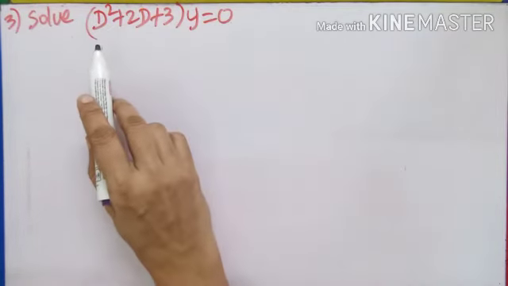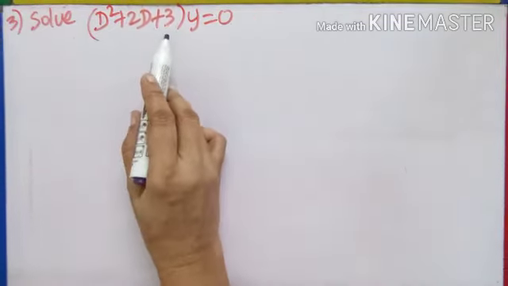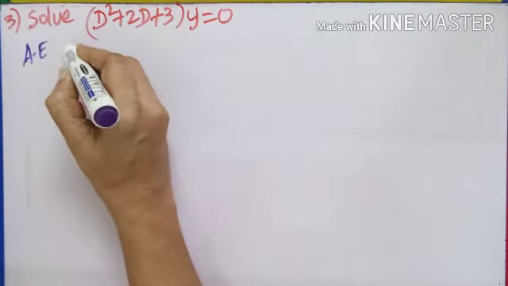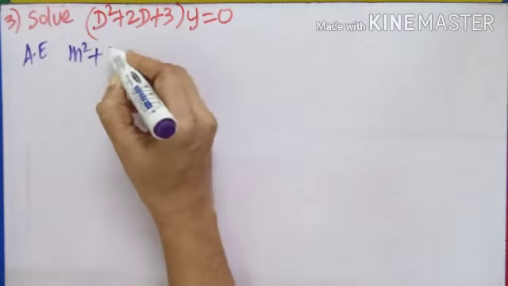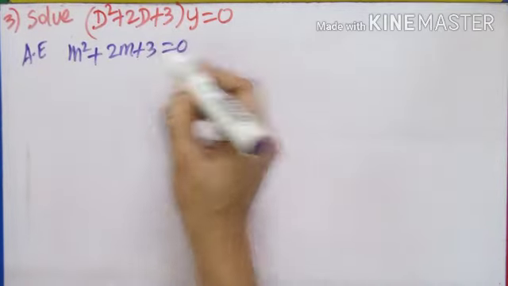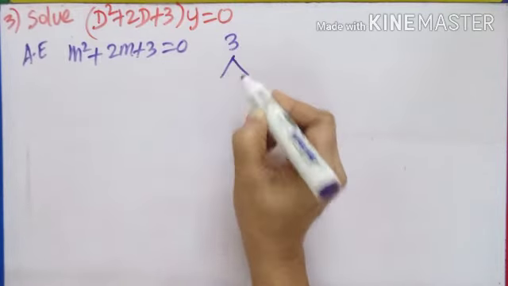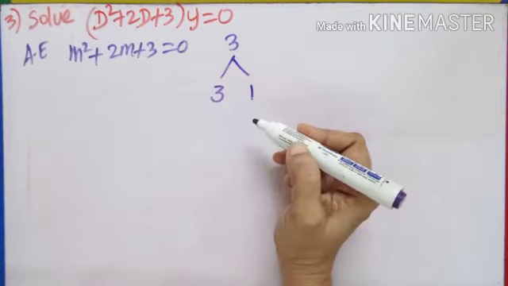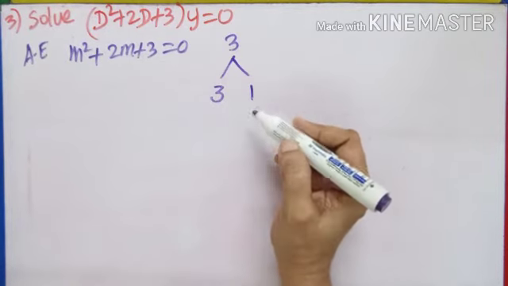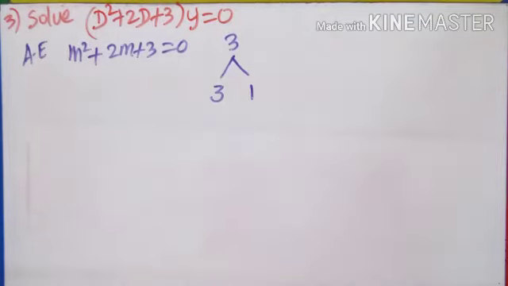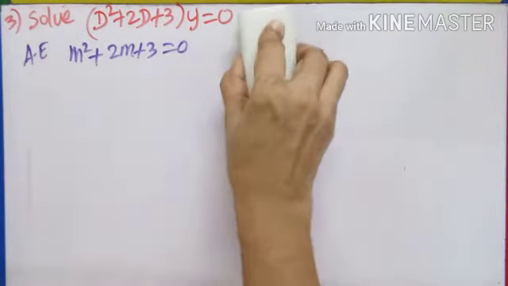Question number 3. D square plus 2D plus 3 into y. Our first step is to write the auxiliary equation. M square plus 2m plus 3 equal to 0. Solving this, will you be able to solve? No. So in this case, I have to go on with the formula method.